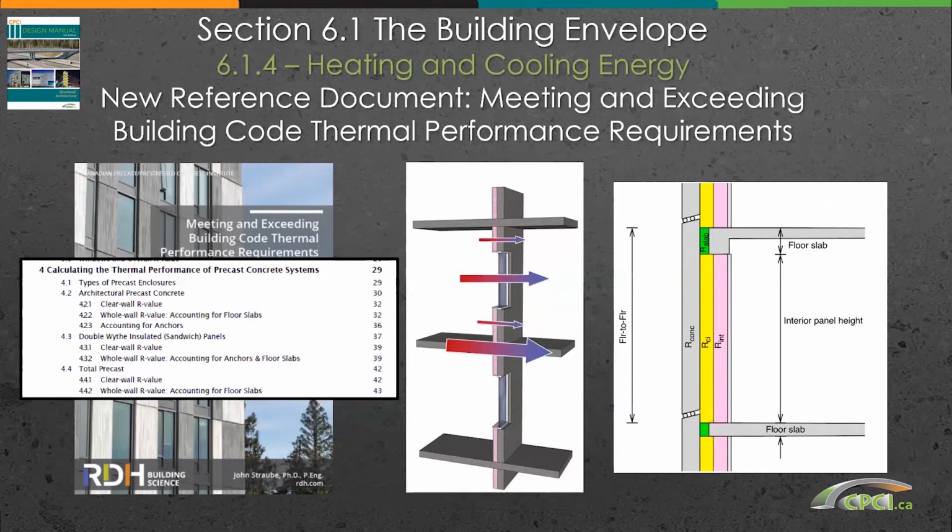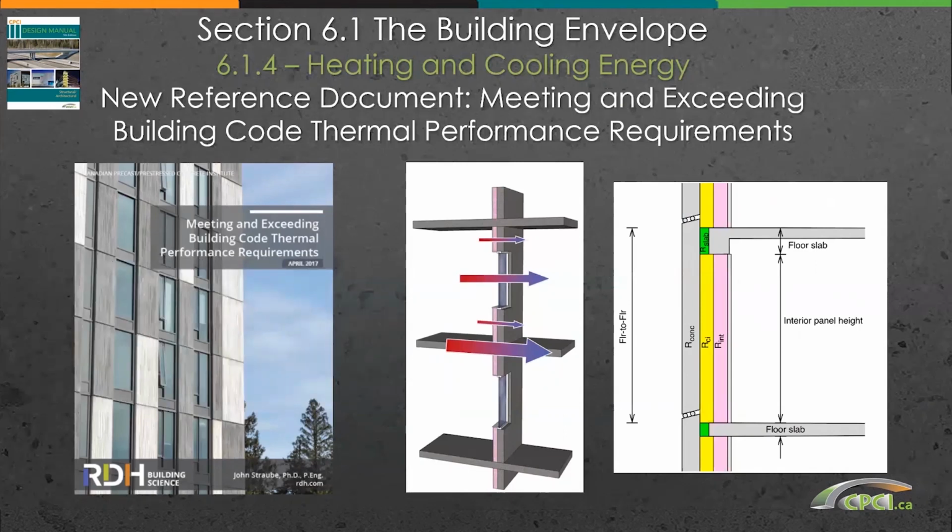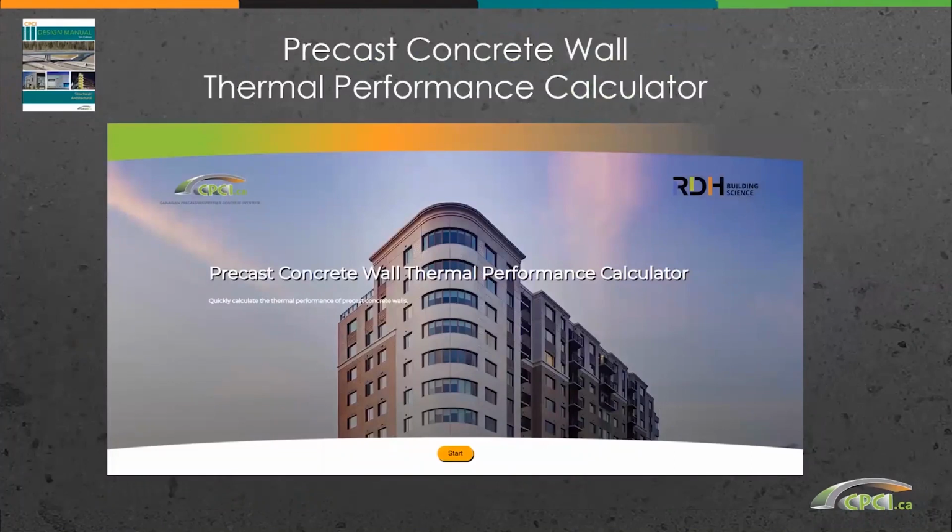Although today's jurisdictional energy codes vary in their approach and their requirements for compliance, it is anticipated that most will eventually transition to whole wall R value requirements that include the calculation for thermal bridging of all major components that intersect the wall. A new and innovative resource from CPCI that supports this part of the design manual and this best practice guide is an online calculator to assist in the calculation of clear wall and whole wall R value.